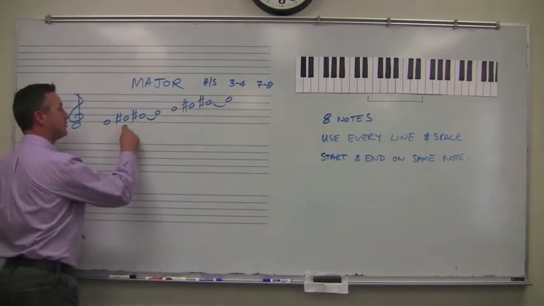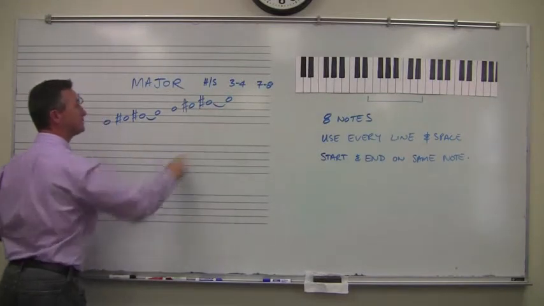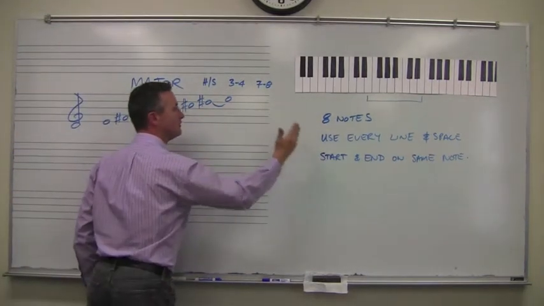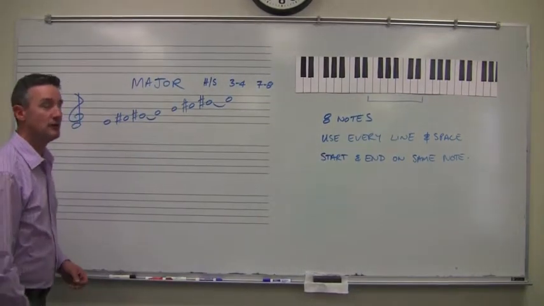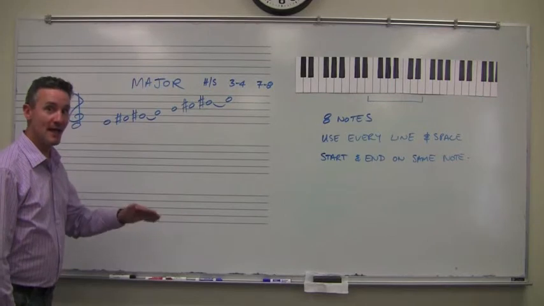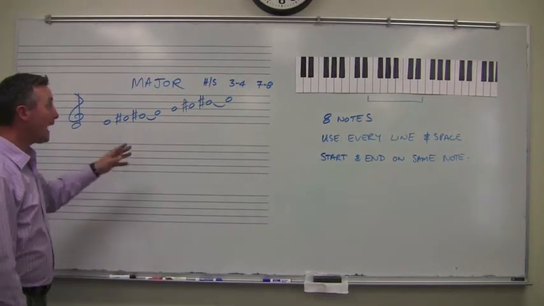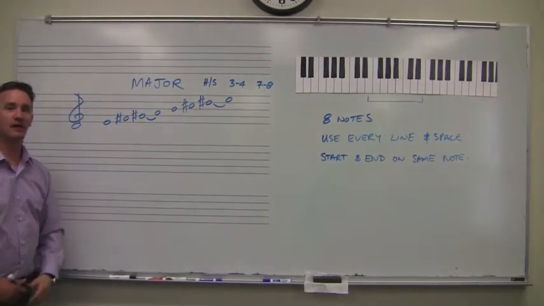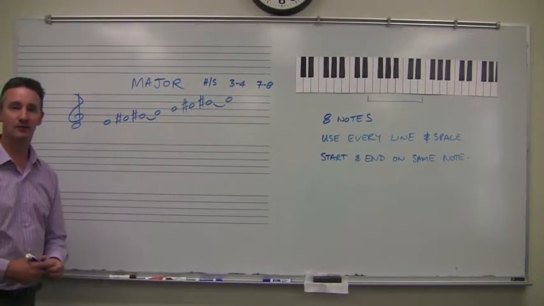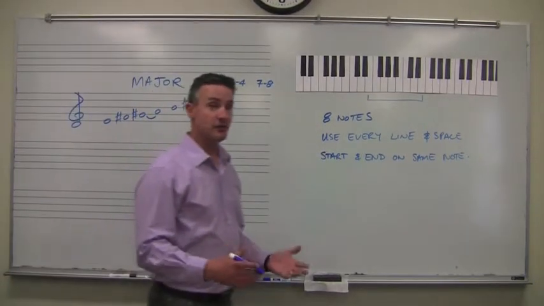E to F sharp, G sharp, A, B, C sharp, D sharp, E. That creates a major scale because it has 8 notes, uses every line and space, starts and ends on exactly the same note, pitch-wise, the name of the note, E to E. It has all those criteria, and it has half steps between 3 and 4 and 7 and 8. It must be a major scale, E major scale. That's how you do scales. That's how you do major scales.